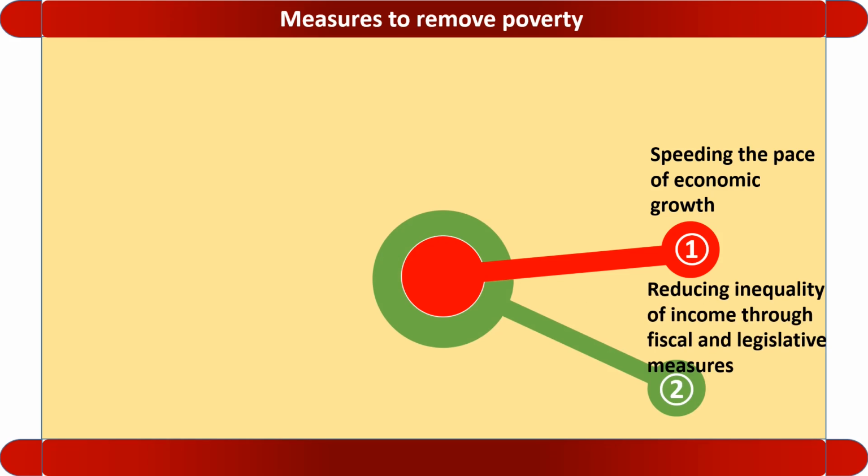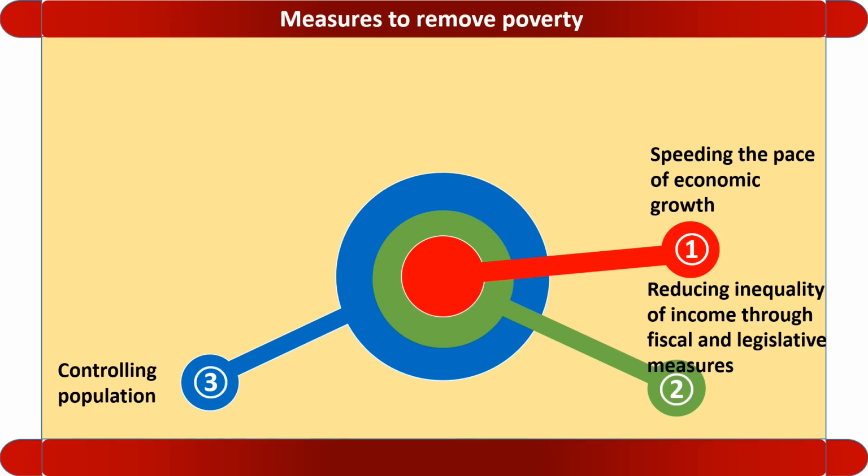Next is reducing inequality of income through fiscal and legislative measures. Government knows that because of the gap between rich and poor, the condition of the poor is impossible to be revived. So government feels that by imposing taxation on the rich and by providing help through transfer payments and subsidies to the poor, the condition of the poor can be improved and the problem of poverty can be removed.